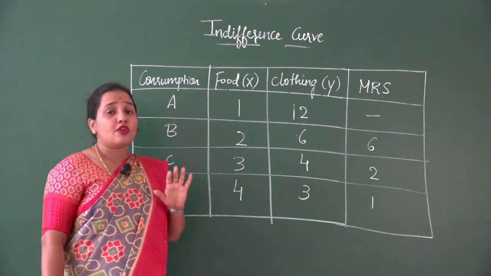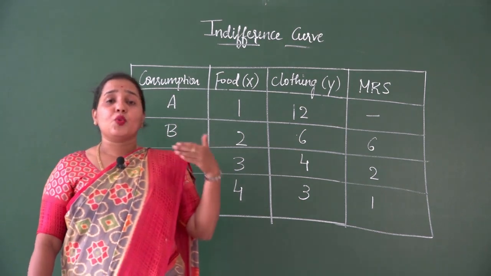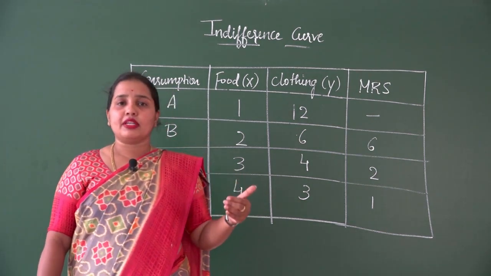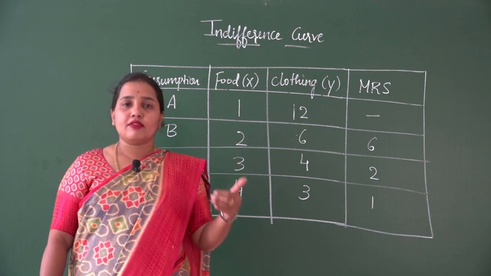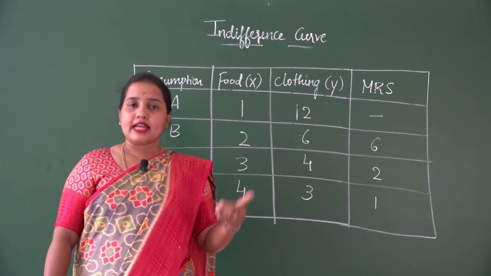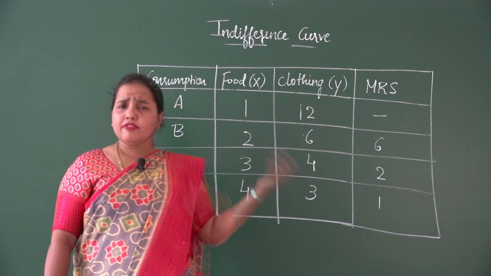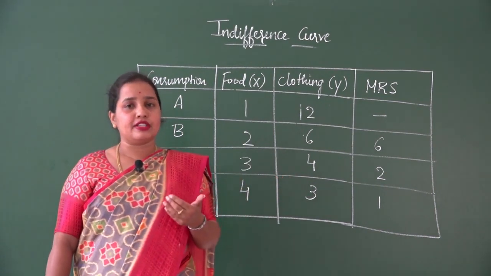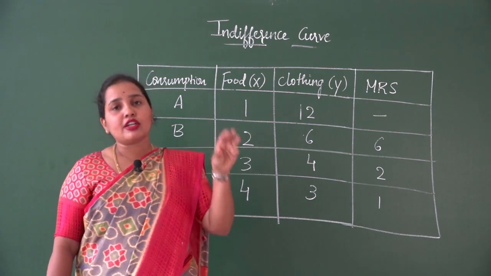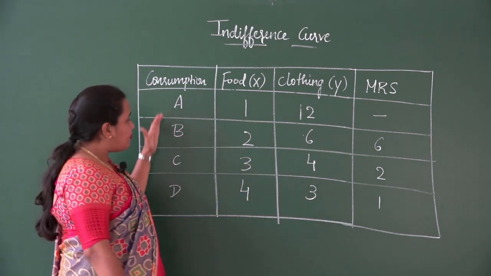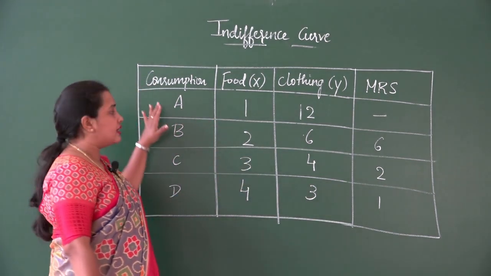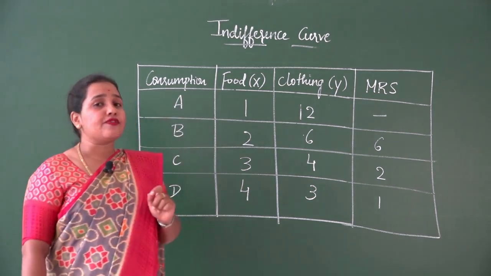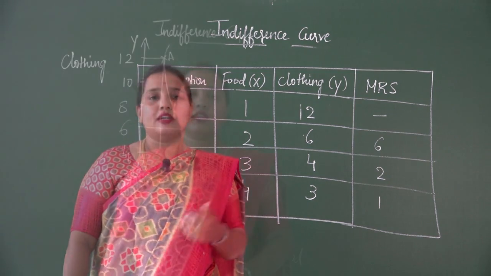So, it does not matter to him which combination he gets, because all these combinations give the same level of utility or satisfaction. Therefore, when we put it in the form of a graph, we get an indifference curve. When we plot these combinations as points on the graph, that is A, B, C and D, we get the indifference curve, which we can see now.